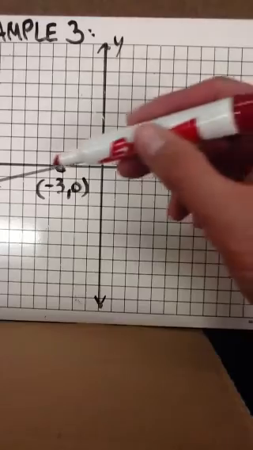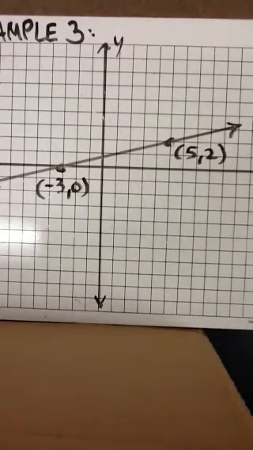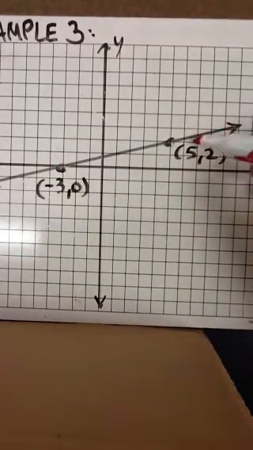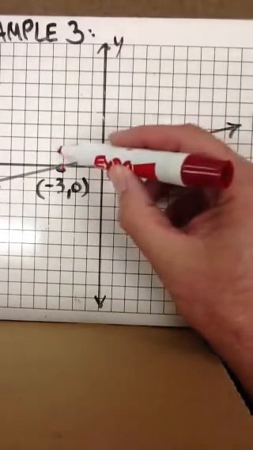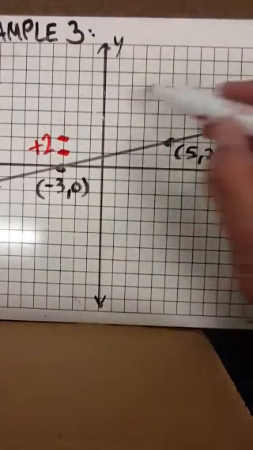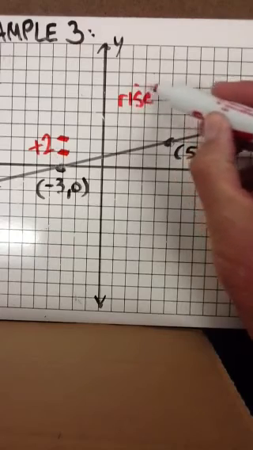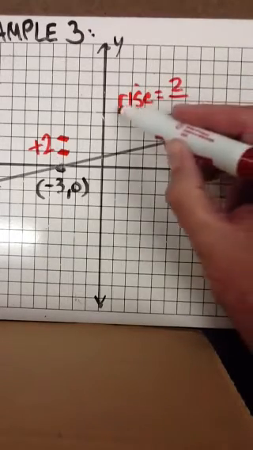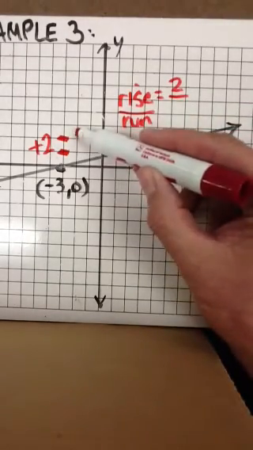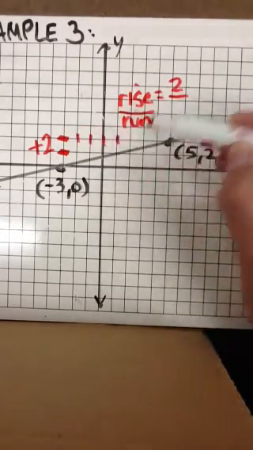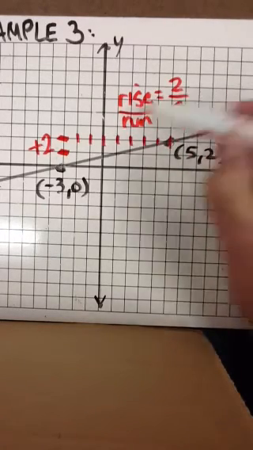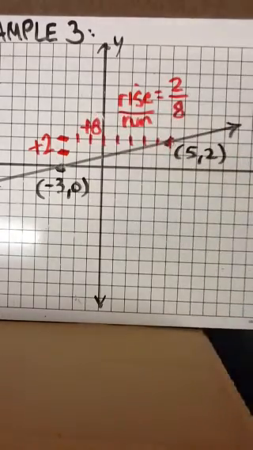Let's see how you did. First of all, this is a positive sloping line. It's going upward to the right. Let's start at negative 3, 0. To get up to where x is 5 and y is 2, we have to go up 1, 2 in the y direction. So that's plus 2 for the rise. Now let's count our run. We would go 1, 2, 3, 4, 5, 6, 7, 8 in the positive x direction. So the run is equal to 8.